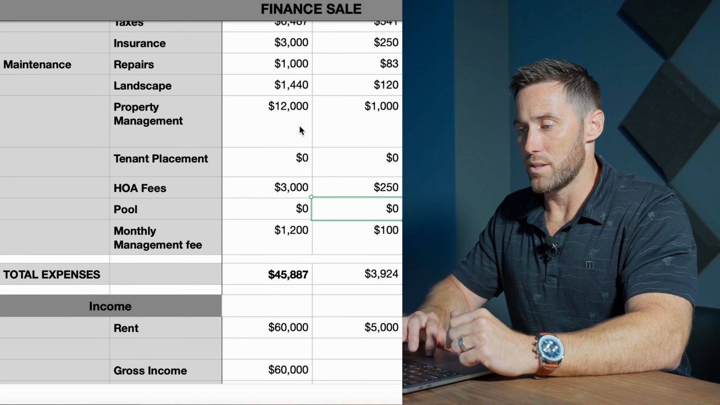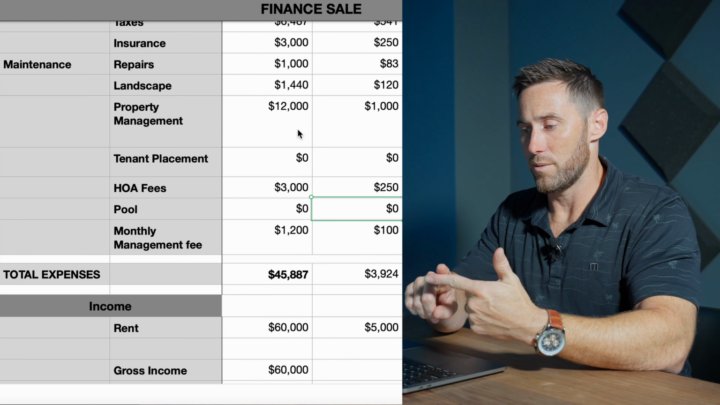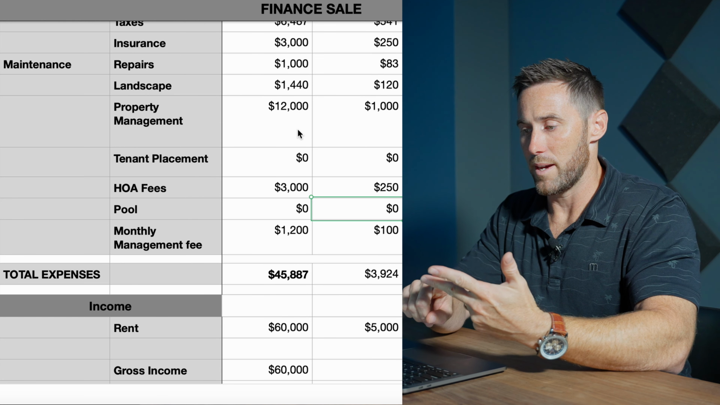So when we add all of these new factors in, additional property management fees, HOA fees, and the monthly management fees, then it gives us a much better return at 5.44% cash on cash return.